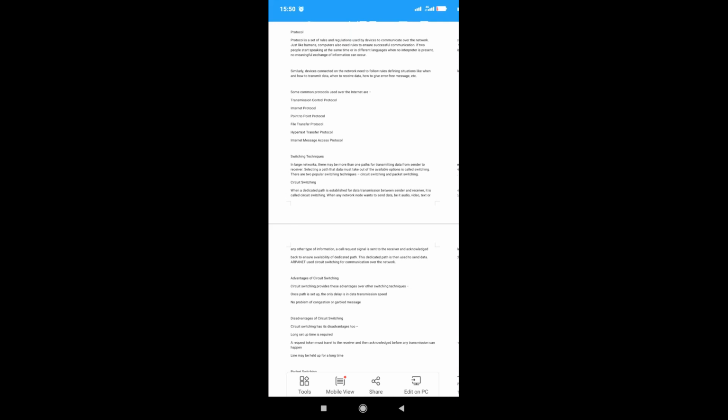Let's talk about circuit switching. When a dedicated path is established for data transmission between sender and receiver, it is called circuit switching. When a network node wants to send data, be it audio, video, text, or any type of information, a call request signal is sent to the receiver and it is acknowledged.